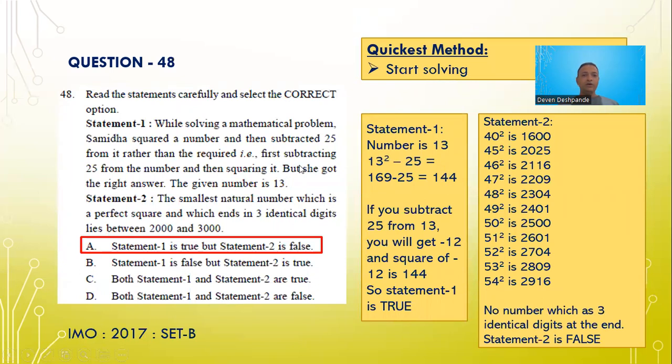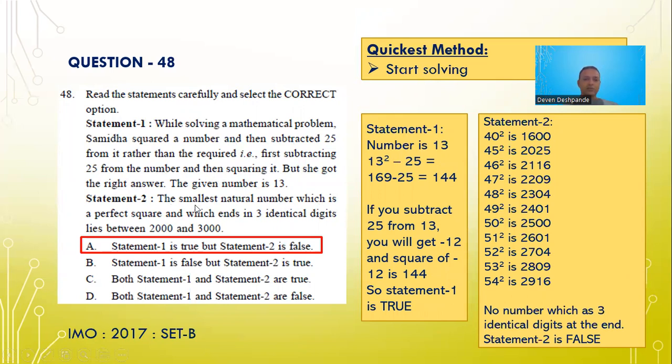But if you do the correct way, first subtract 25 from the number. So 13 minus 25 is minus 12. And then square. The square of minus 12 is minus 12 into minus 12. Minus minus becomes plus, and 12 12s are 144. So by this method also it is 144. So this statement is true. She got the same answer.